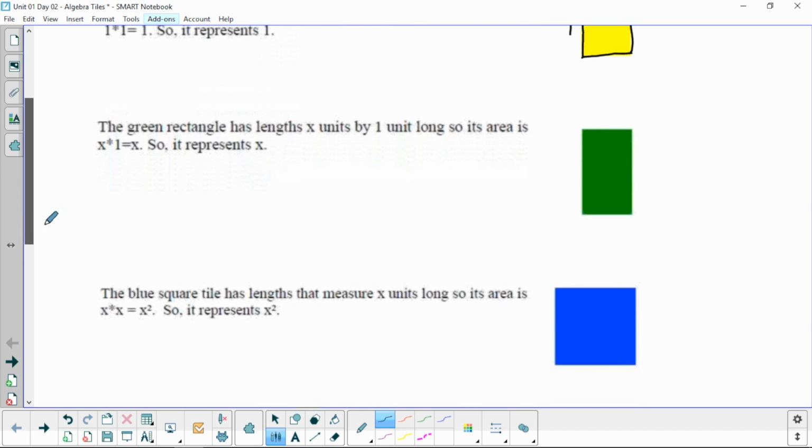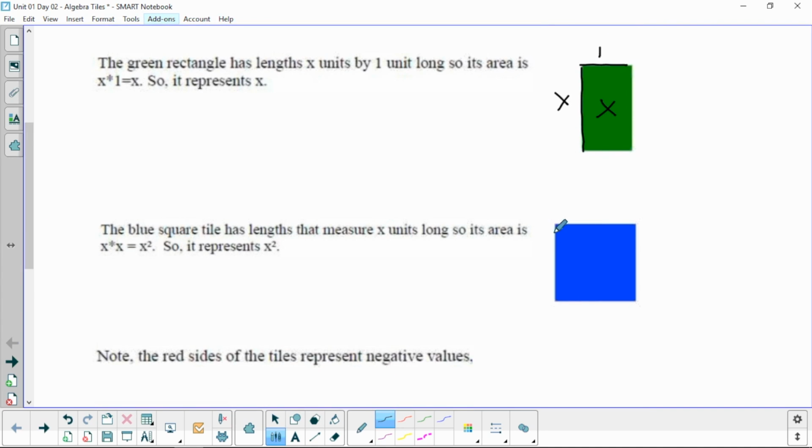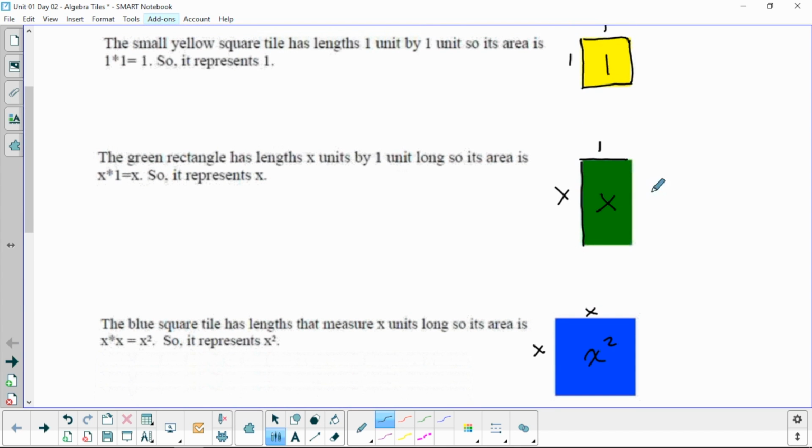The green rectangle has lengths x units by 1 unit. Its area is x times 1, so it represents just x. It's actually nice to draw that in on there. The blue square has lengths of x and x, so its area is x squared. There is a red side of each of these tiles. They represent negative values. So we've got 1 is yellow, x is green, and the blue square is x squared.